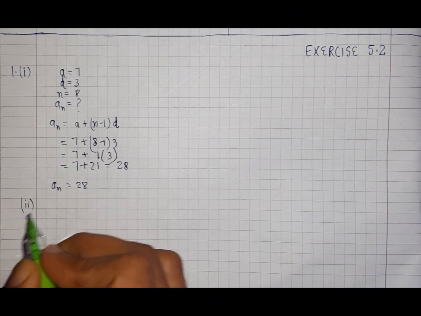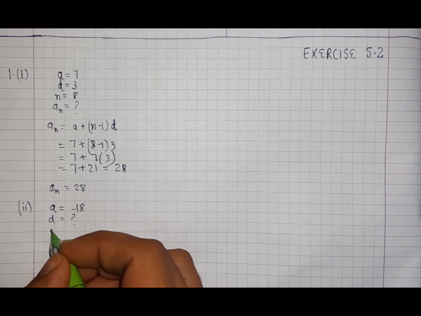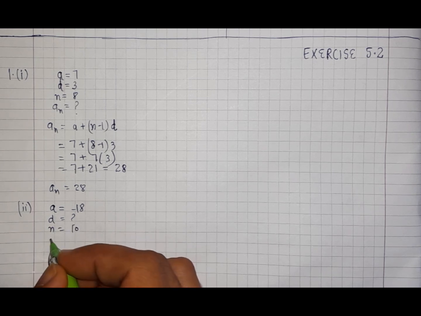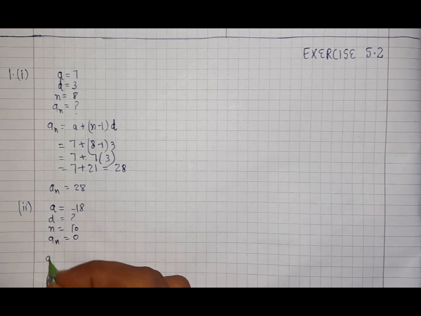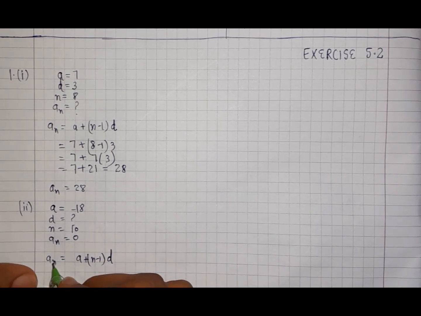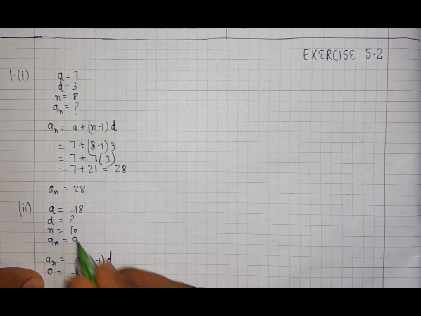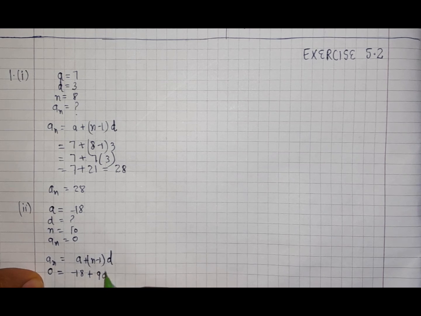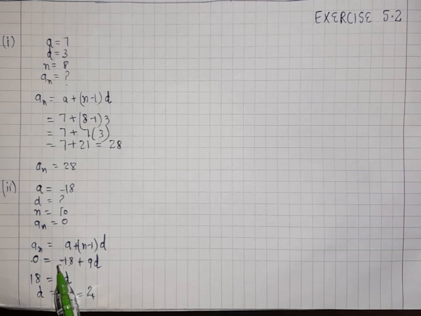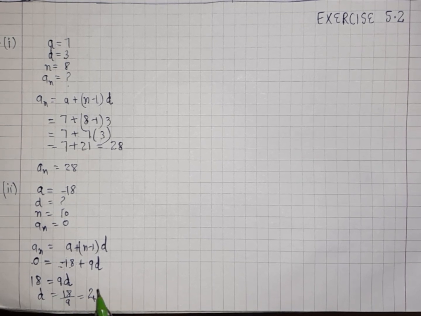In the second part, we have a equals minus 18. We have to find the value of d, whereas n equals 10 and an equals 0. Now, an equals a plus (n minus 1) into d. Here an equals 0, a equals minus 18, n equals 10, 10 minus 1 equals 9, d as it is. Now after taking minus 18 to the left hand side, we have 18 equals 9d. Then dividing both sides by 9, we will have d equals 18 upon 9, that is 2. So the difference equals 2.